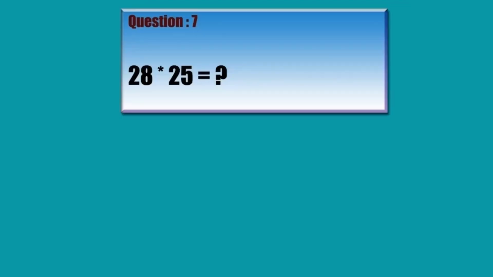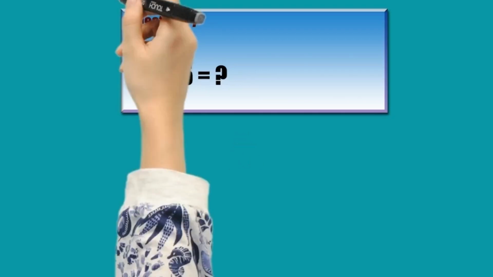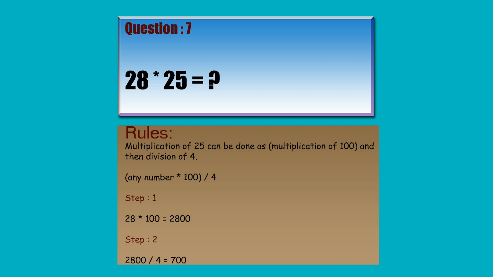28 times 25 is what? Multiplication of 25 can be done as multiplication of 100, and then division of 4.